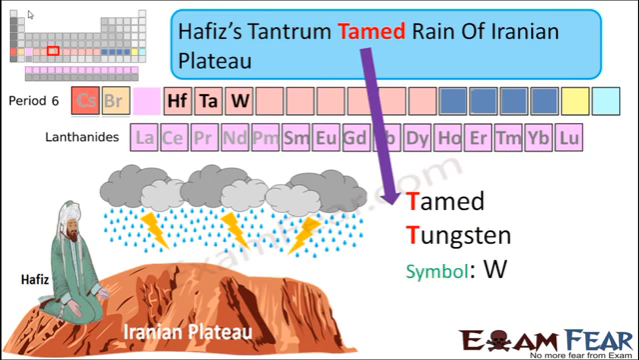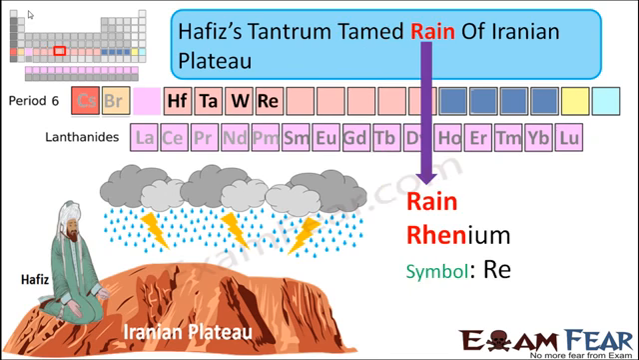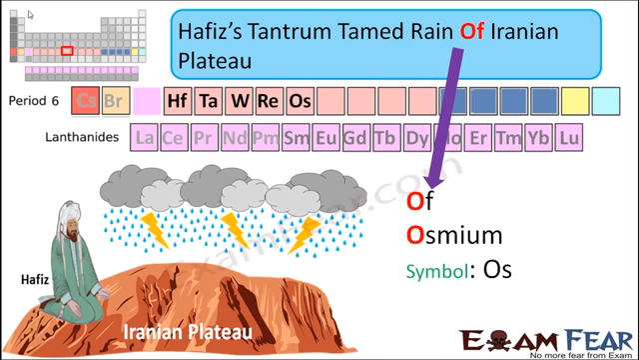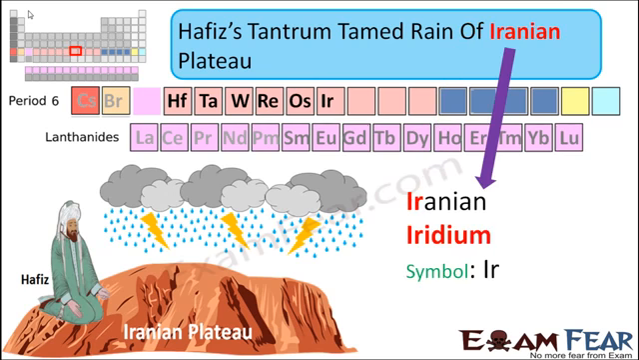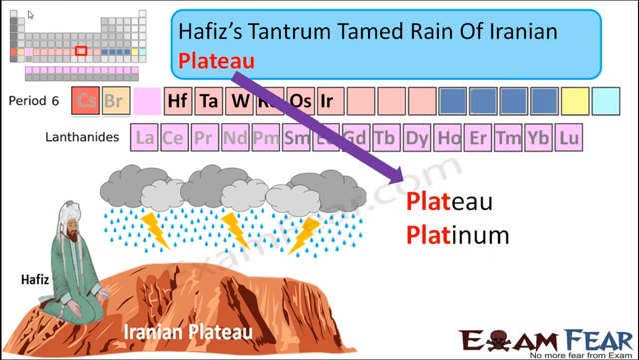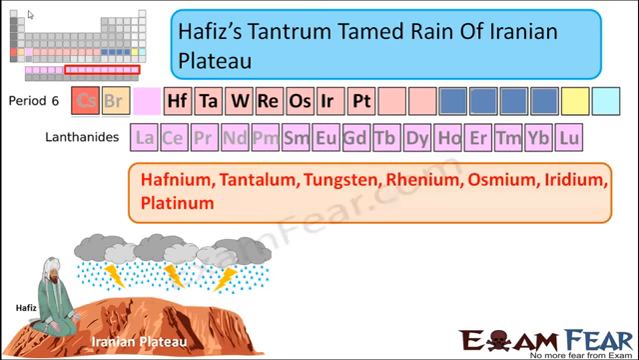Now here an interesting thing is, though tungsten starts with T, the symbol is W. Rain for rhenium, of for osmium, Iranian for iridium, so IR in Iranian, IR in iridium, so that's how they match. Plateau for platinum, so that's PT. So finally, the memory tip for this set of elements of period 6 would be: Hafiz tantrum tamed rain of Iranian plateau.